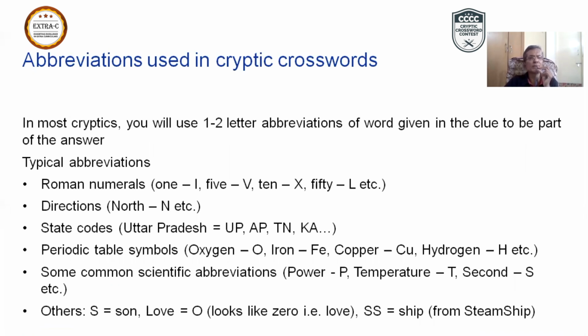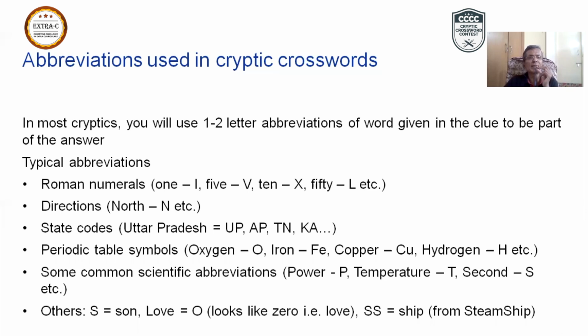Some abbreviations could be for directions. For example, if the clue says north, you actually need to take the letter N. Or if it says east, it is E. State codes. In India, all states have 2-letter codes, you know that. So it could be UP. Uttar Pradesh means UP. Andhra Pradesh means AP. Tamil Nadu means TN, etc.